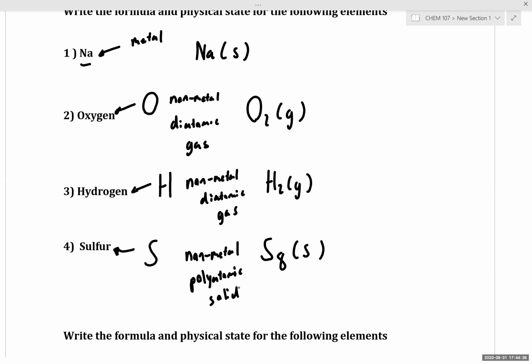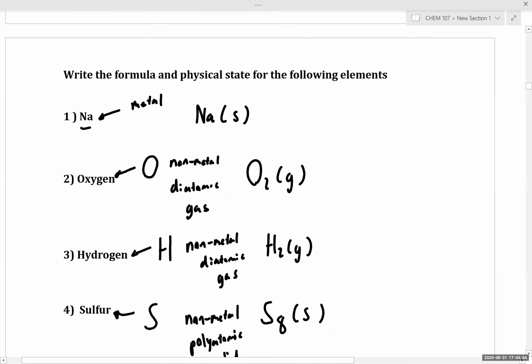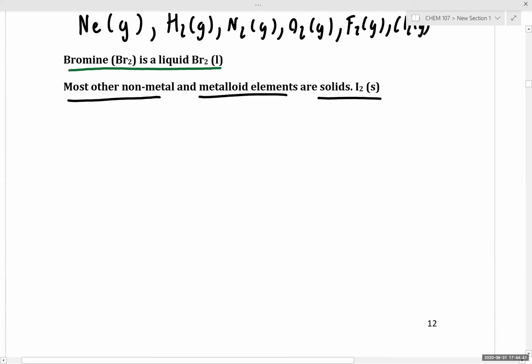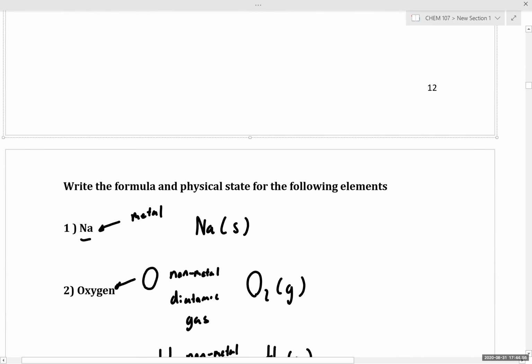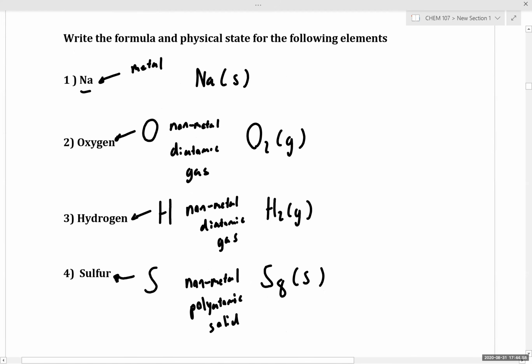Professor, how do we know that sulfur is a solid again? Based on the rule at the bottom of our page, most other non-metal and metalloid elements are going to be solids. Oh yeah, okay, got it. So in general, if it's not an element that I've explicitly told you has a gas or liquid state symbol, you can assume the state symbol will be a solid at room temperature. Does that make sense? Yes, thank you.